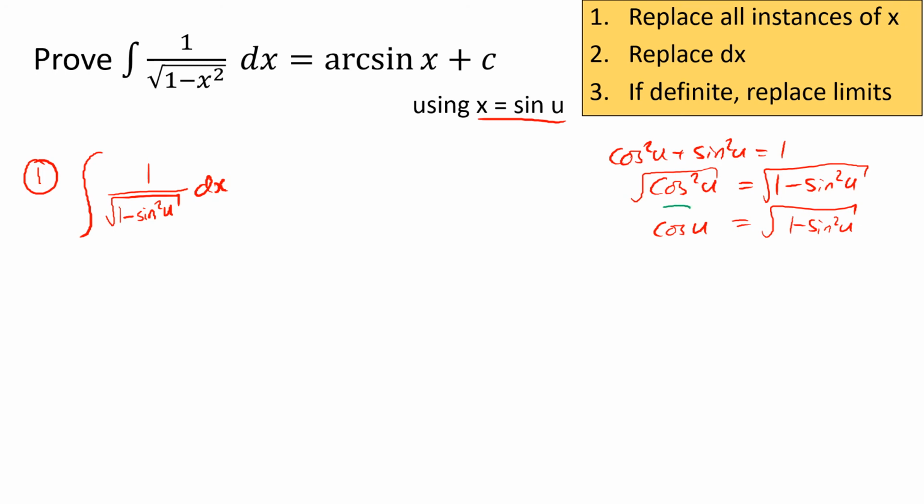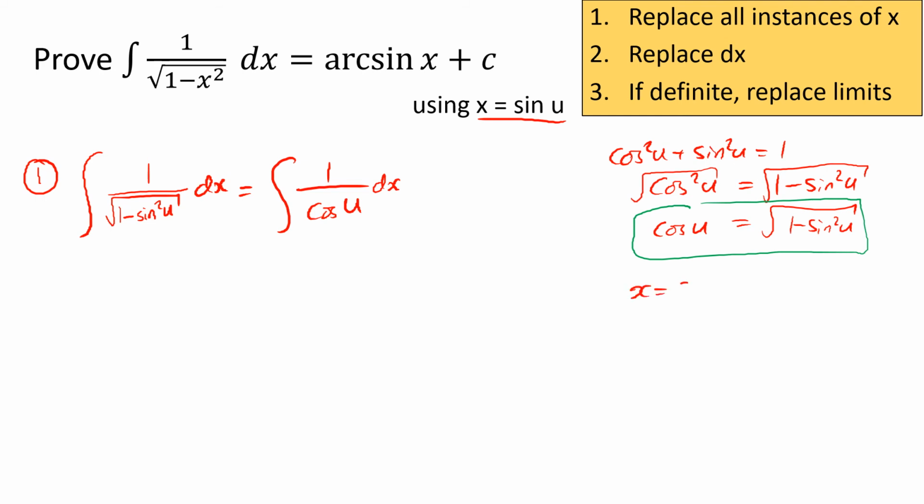So we're actually going to use this as a way of simplifying the base of this integral. We're going to change this to 1 over cos u dx. We still need to do part 2 though, which is to replace dx, and we're going to do that by differentiating x equals sine u. So if x equals sine u, we can differentiate that. dx/du is cos u, and we could then multiply across to get just dx on its own. So it's cos u du.